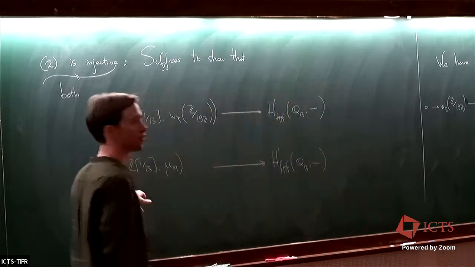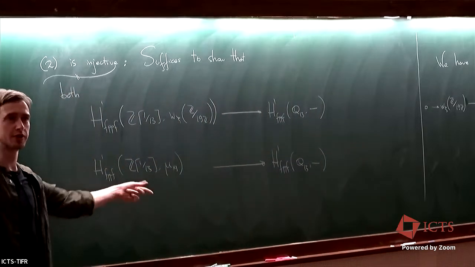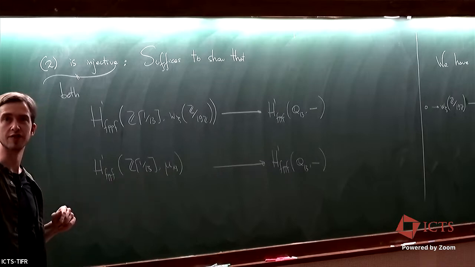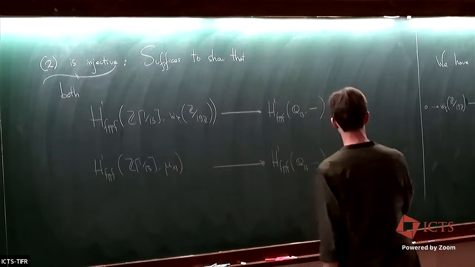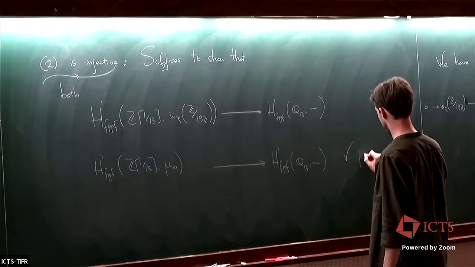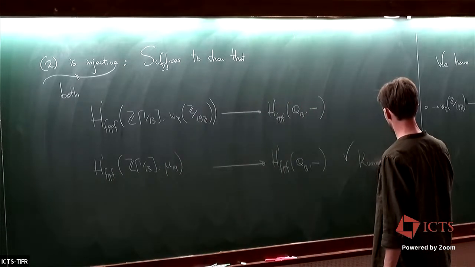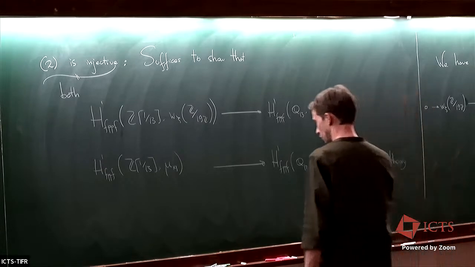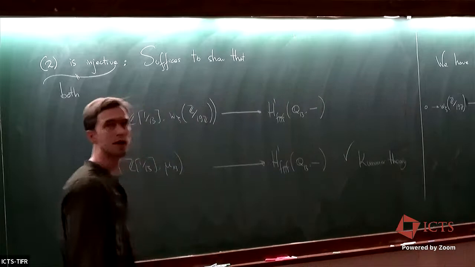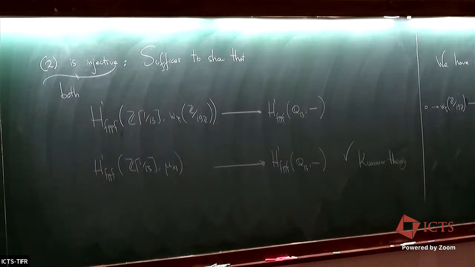Now this one is very familiar. That's exactly the same one we did with different numbers in the first 5 descent. Yeah? So that's just Kummer theory. So this one we've already done. It's injective. So the only one we have to deal with is the top one. Why is the top one an injection?